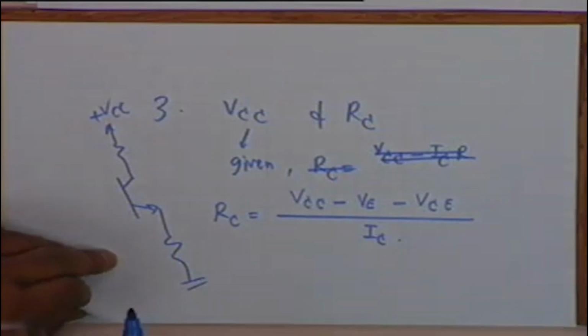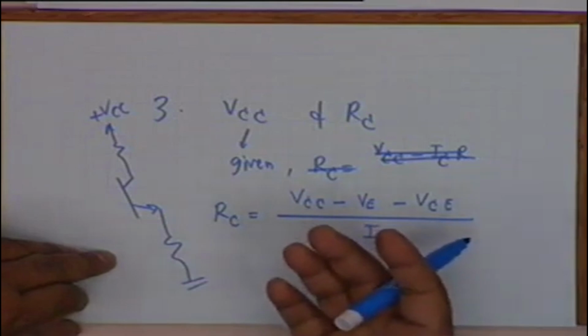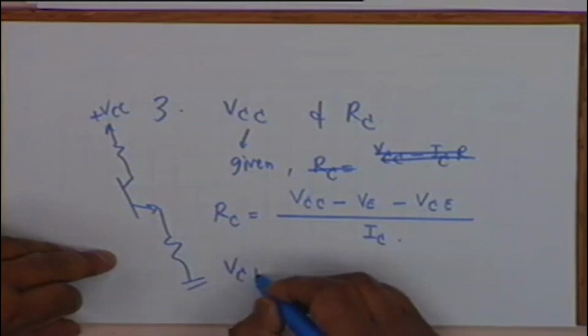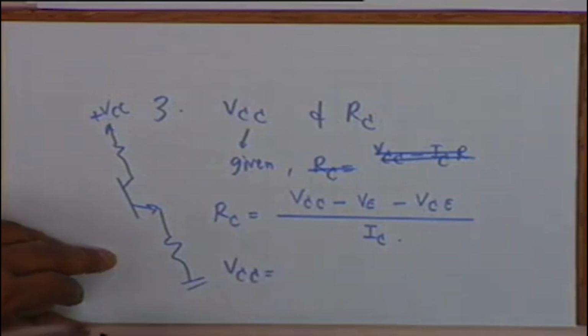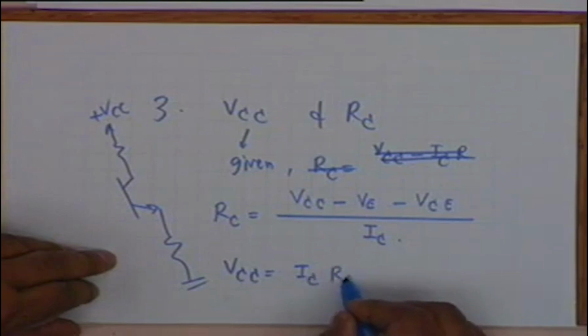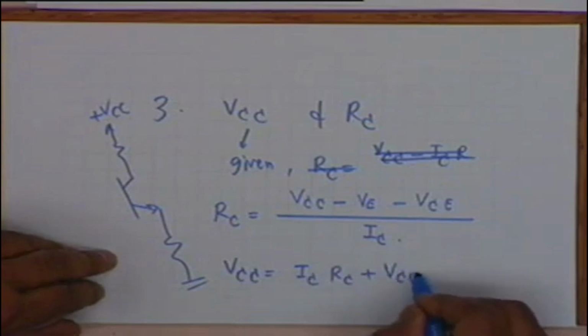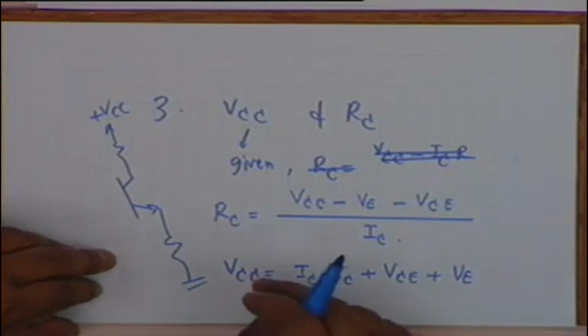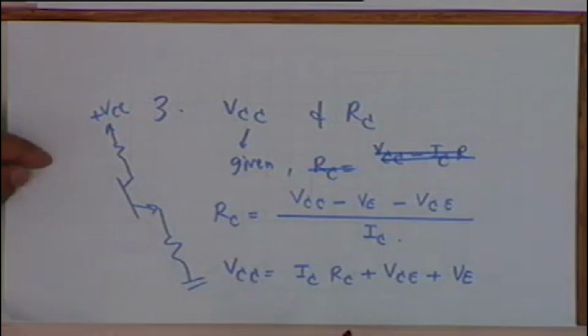On the other hand, if RC is known, it might be specified by the load. The load may be specified. Then if RC is known, you calculate VCC. VCC would be I sub C RC plus VCE plus VE. This is the third step. Either you find RC or you find VCC.